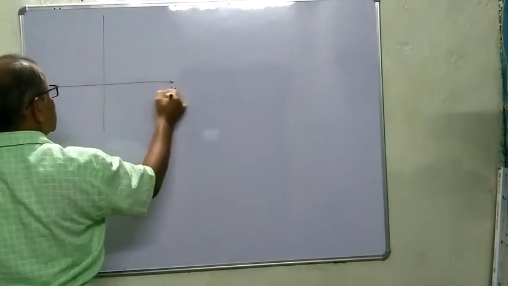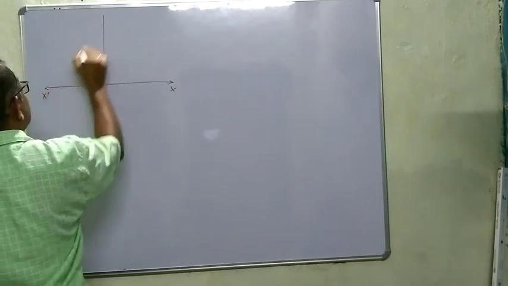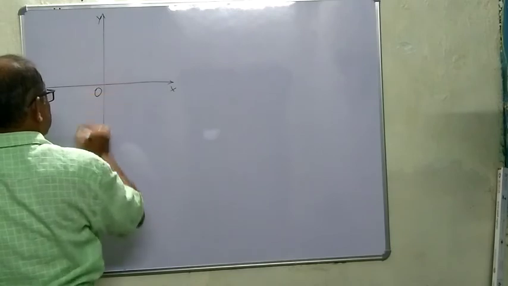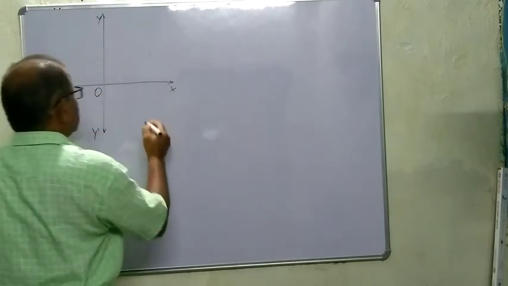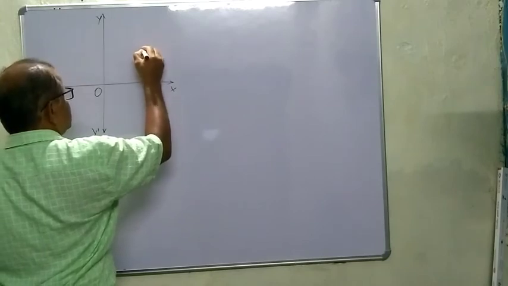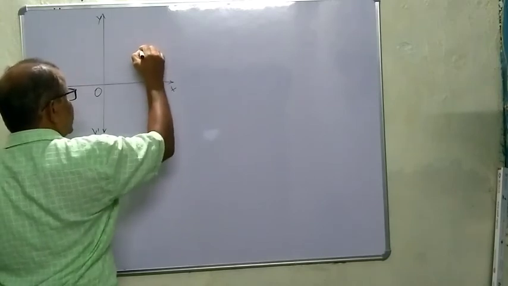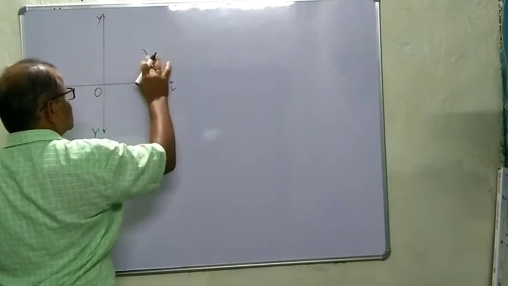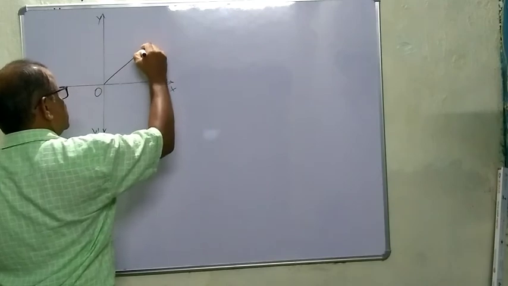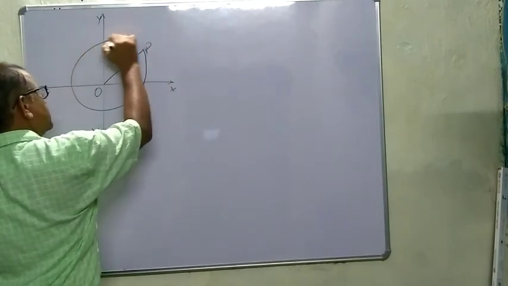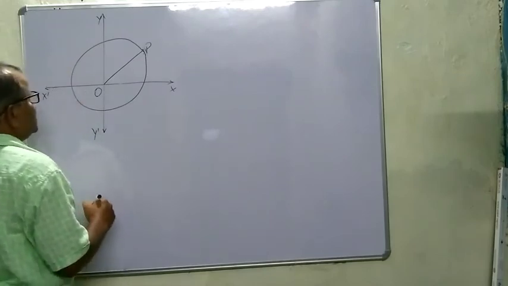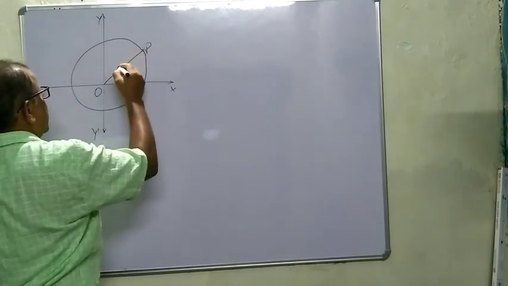This is our Cartesian coordinate system. This is the origin, which is also declared as the pole. Suppose we take a circle. Suppose P is a point here. With OP as the radius, let us take a circle. Right? Let us take a circle.